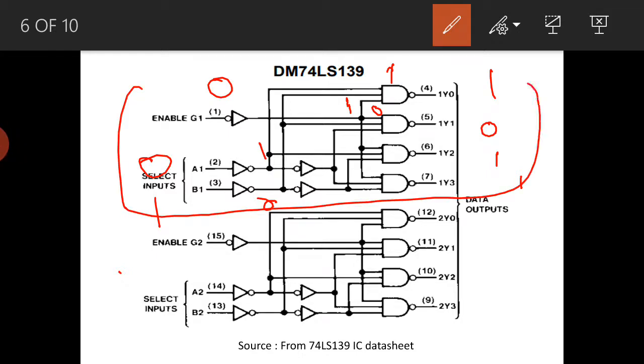As we are seeing in this part, enable should always be 0. Why is it 0? It is inverted here, it is active low.